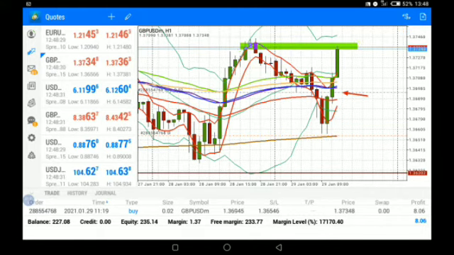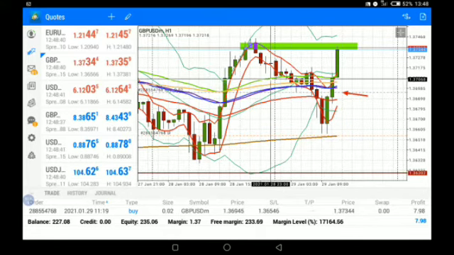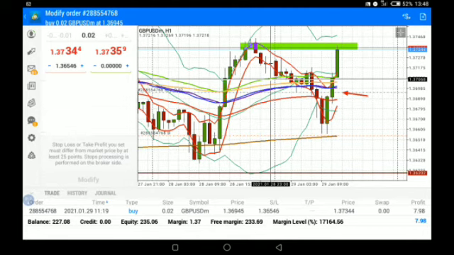Alright, so it's a very low risk, like you can see. The trade has very little risk. So I'm just going to extend my stop loss to this point.